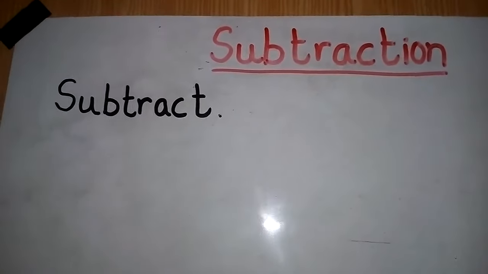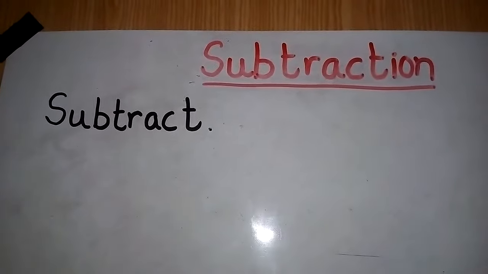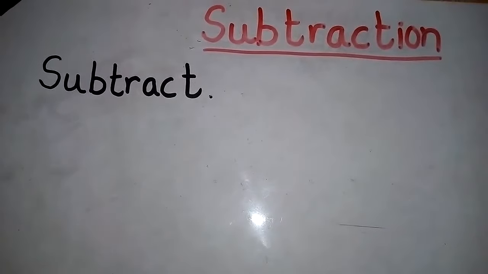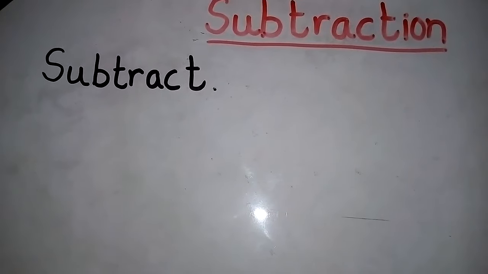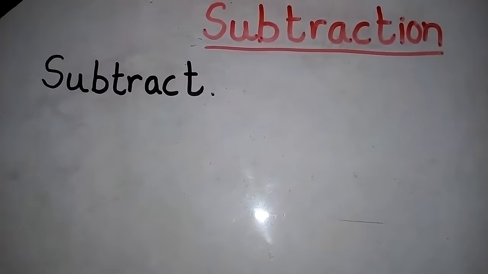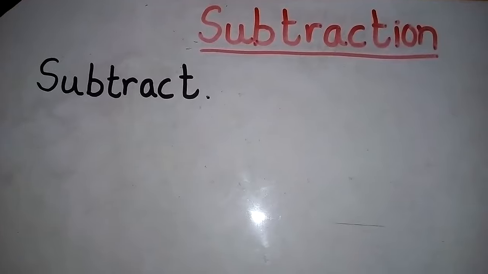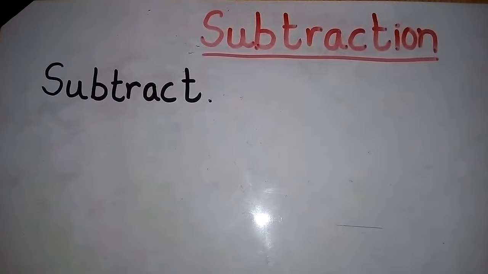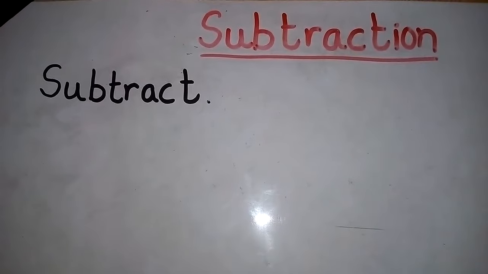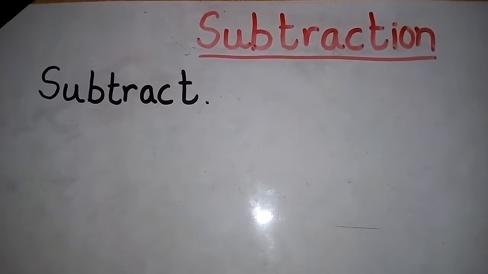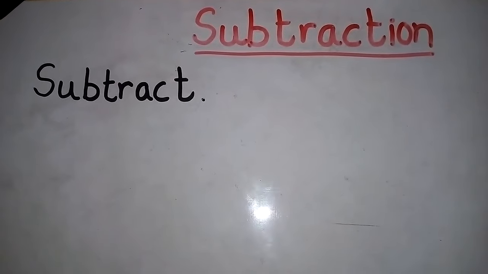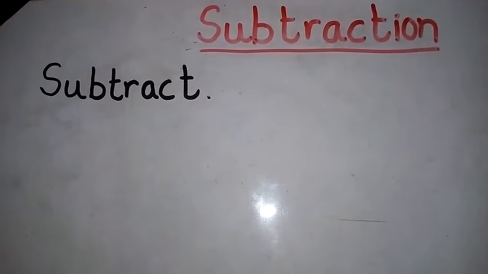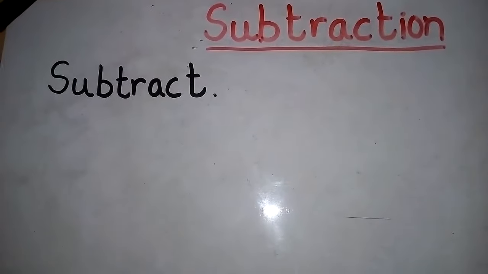Our topic is subtraction, and we are going to teach kindergarten children about single digit subtraction, that would be between the numbers 0 and 10. So let's use different methods to tell them how to subtract single digit numbers. We will take only the numbers within 10.